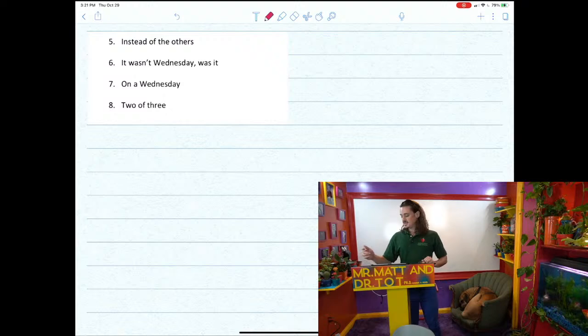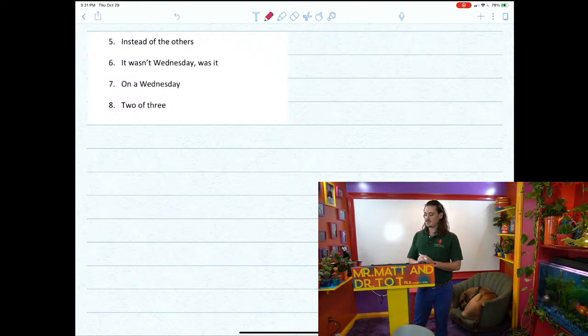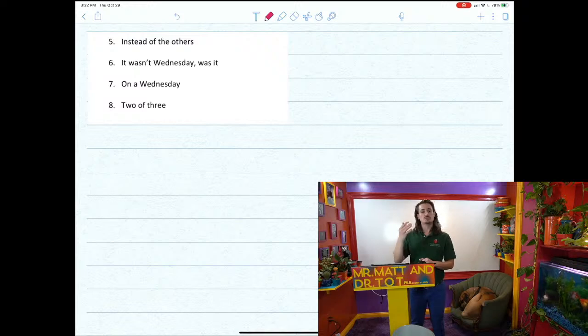Okay, so let's look at these four problems. Number 5, instead of the others. So you have this conditional word instead that's going to contrast with another clause. So when you hear that, if somebody were to come up to you and say instead of the others, you're still lacking some type of contrast, you're lacking more detail that's necessary. So this is a dependent clause.